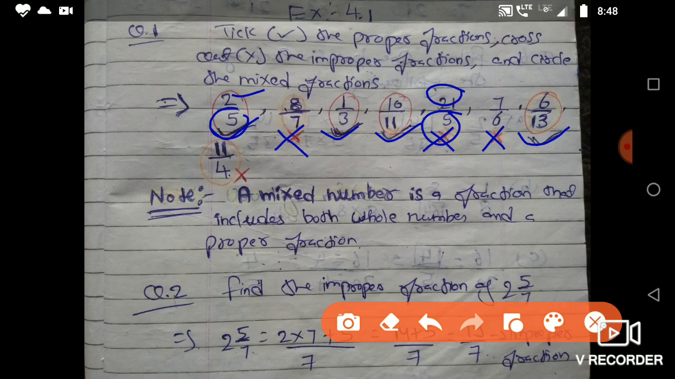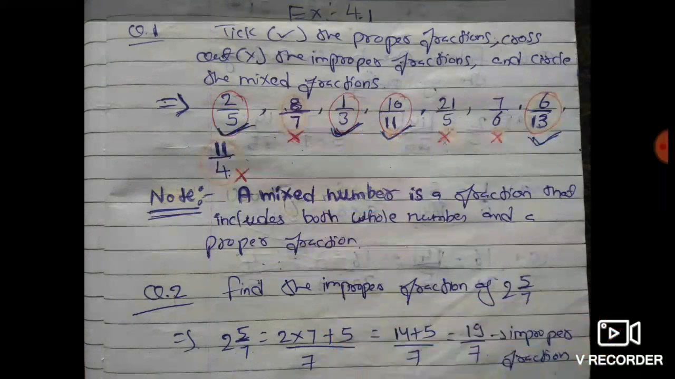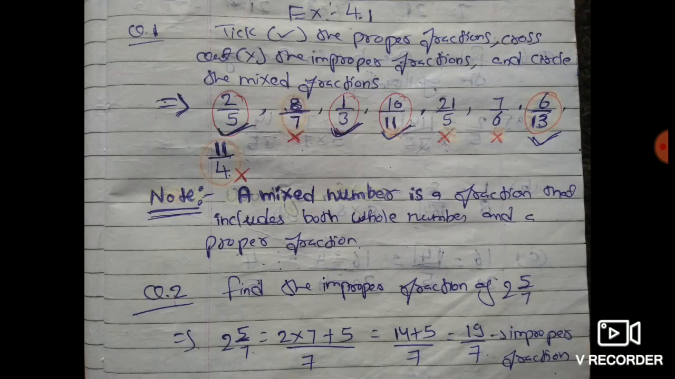And circle the mixed fraction. Exactly, the mixed fraction is not given, so here we assume the proper fractions as mixed fractions. Here I explain some notes about the mixed fraction. A mixed fraction is a fraction that includes both a whole number and a proper fraction. That is why here we assume the proper fractions as mixed fractions and we give a circle to all the proper fractions like this.